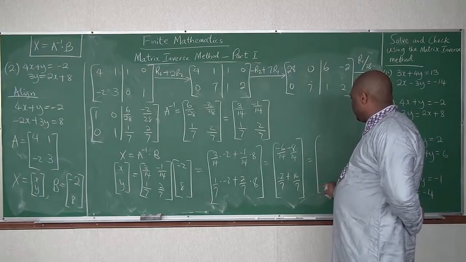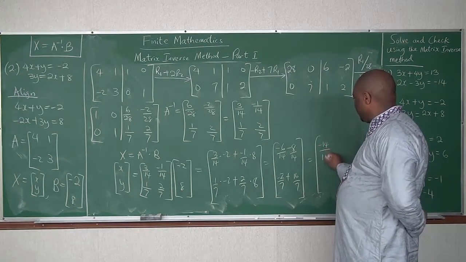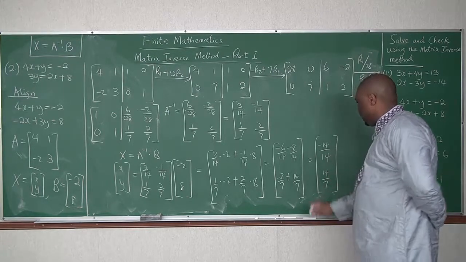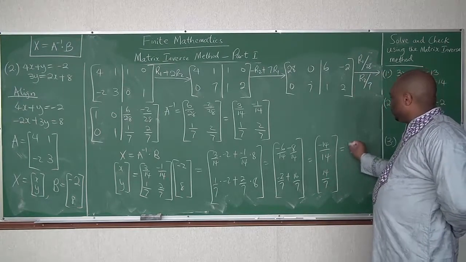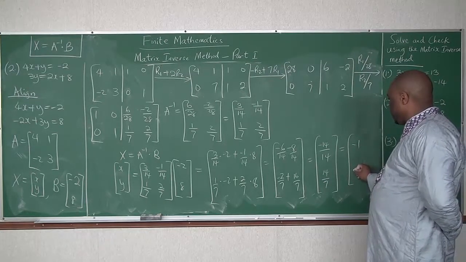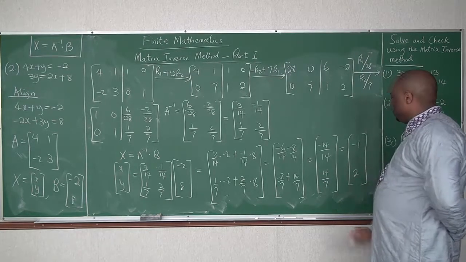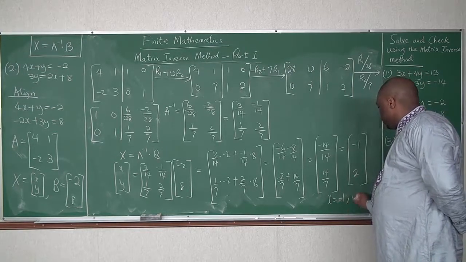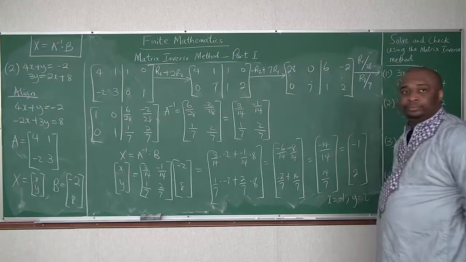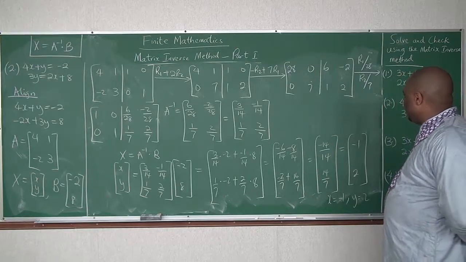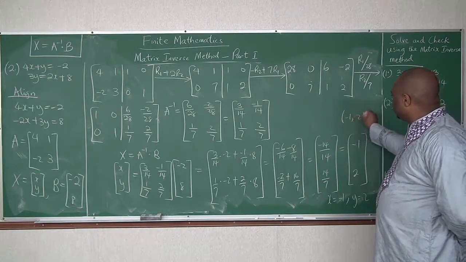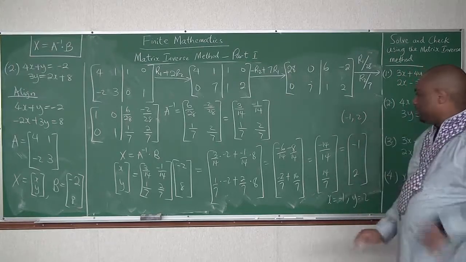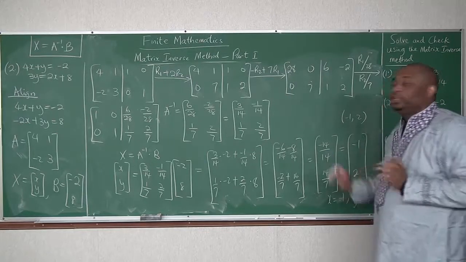So this gives us what? Negative 14 over 14 and then 14 over 7. See that? This will be what? Negative 1 and 2. So this shows that what? X is negative 1. Y is 2. And you can kind of write it like this if you want to. Negative 1 and 2. XY coordinate. Right?